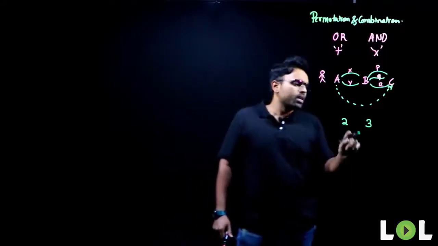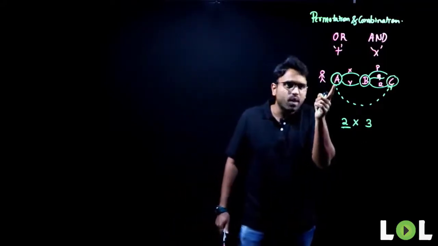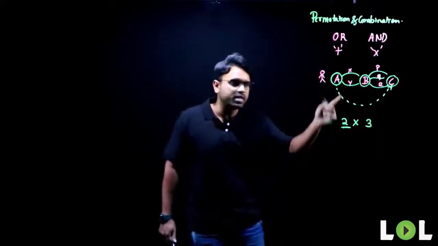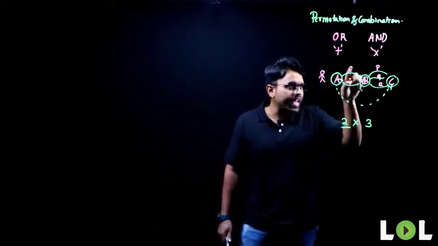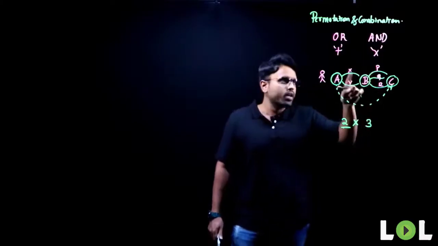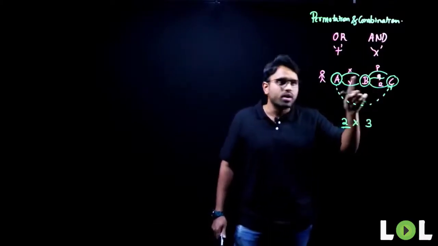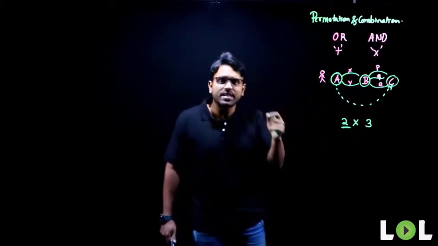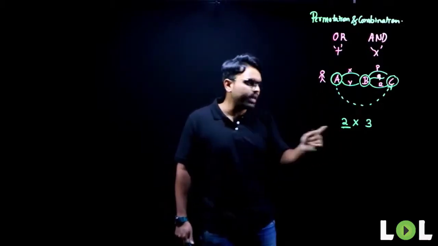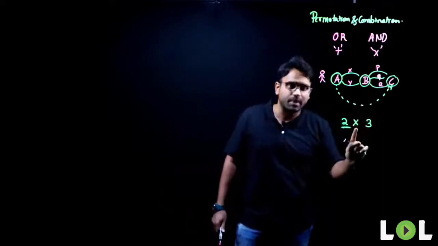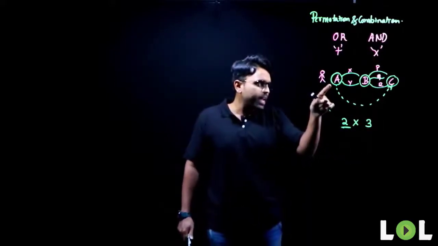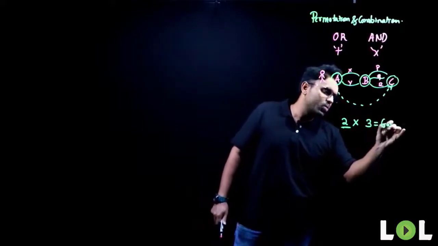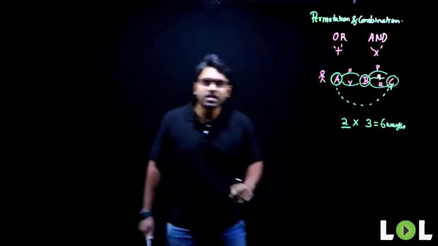Now, he has to travel from A to C. So, what will he do? He will take route X and route P, or route X and route Q, or route X and route R. So, what is the conjunction that I'm using here? I'm using AND in between. So, AND signifies what? Multiplication. So, to reach from A to C, in how many different ways can he go? He can go in 3 into 2, 6 ways.